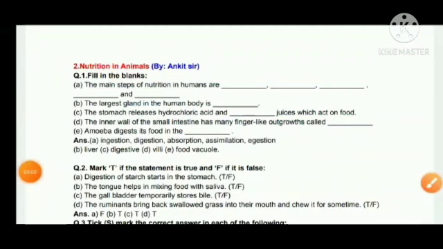Hello everyone. Today I am here with the series of exercise question answer, and here you have the question answer of chapter number 2, that is nutrition in animals.